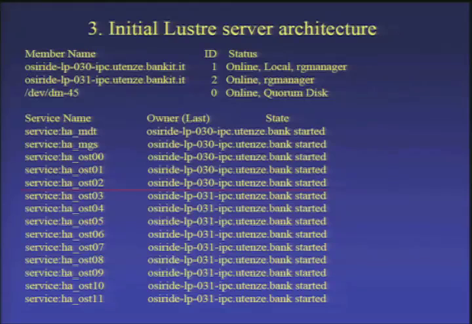And this is the structure of the cluster, because on these two nodes we were running Red Hat Cluster Suite, and the red line is just dividing what we had on the first node and what we had on the other node.